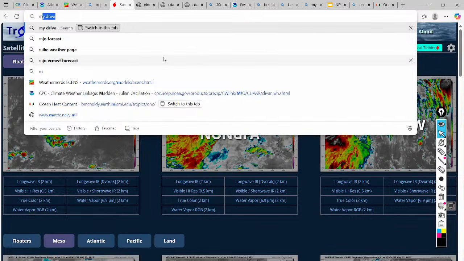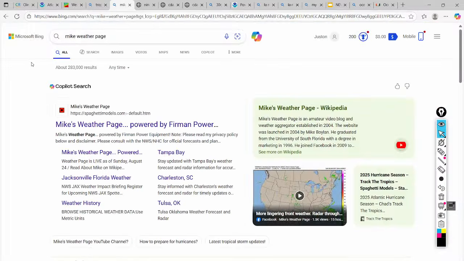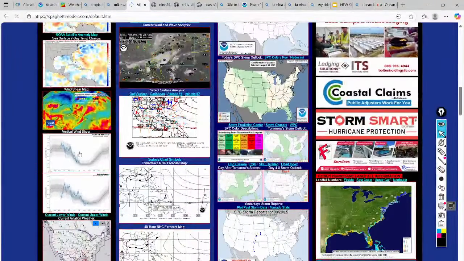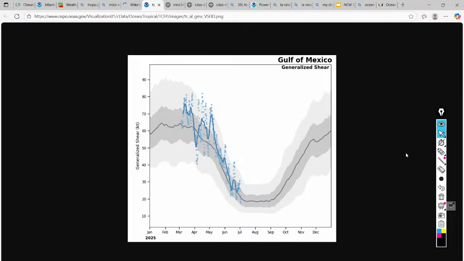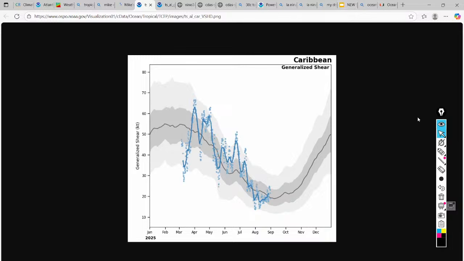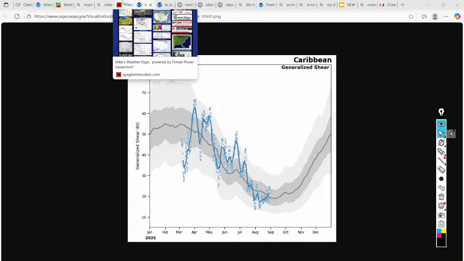We need Mike's weather page. We're going to go to Mike's weather page. We're going to take a look at the shear right now, and take a look at the average shear right now in models. Basically, these are the levels here. So these are the shear levels as we enter today. We're generally here right now. We are going to see it maybe hit one more below, but we are about at average in the Caribbean. So shear in the Caribbean is almost at its lowest. So it is favorable. It is conducive for development and more development.